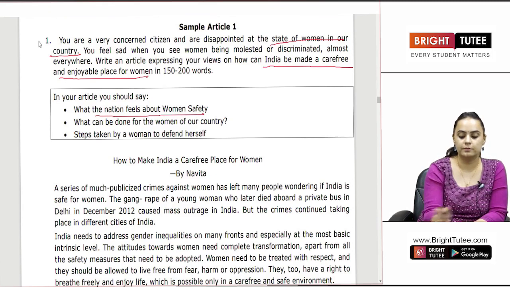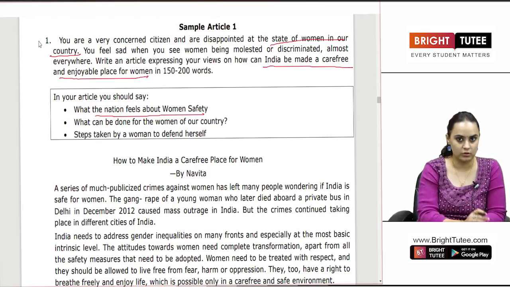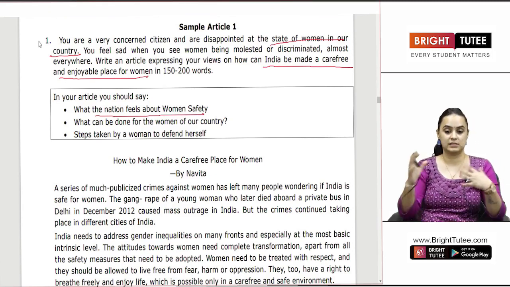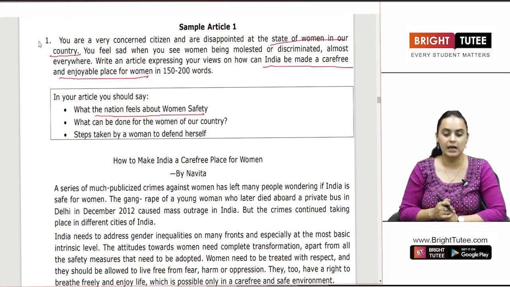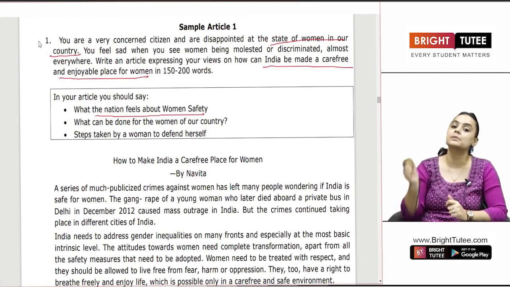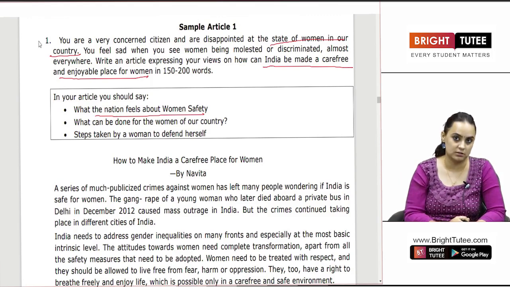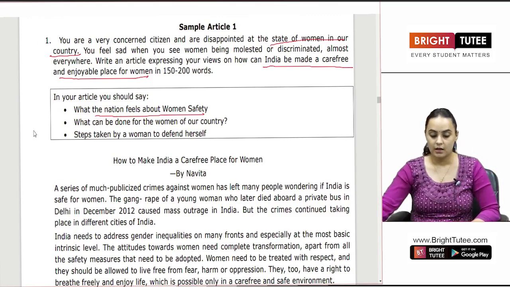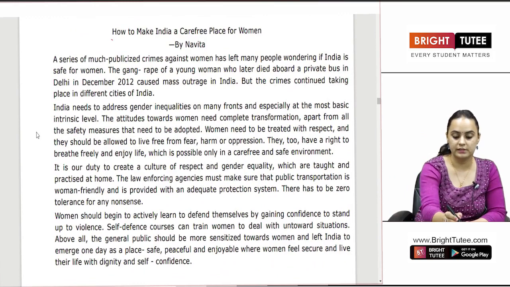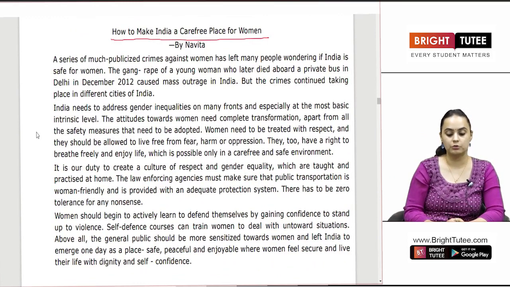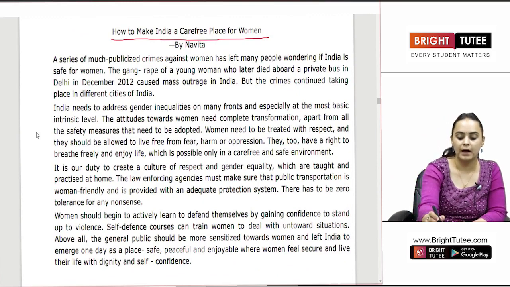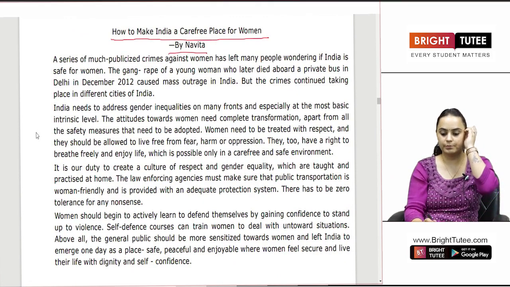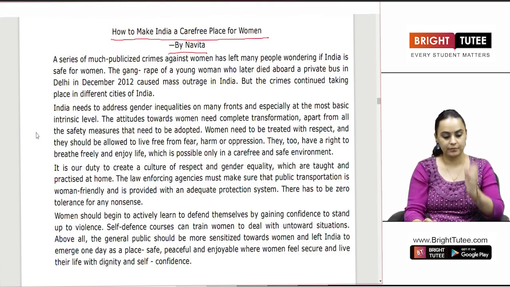What the nation feels about women's safety. So what are the opinions of the nation, of this entire country when it comes to women's safety? What can be done for the women of our country, and what are the steps that the women themselves can take to defend herself? Now the first thing, like I told you, is the heading. So how to make India a carefree place for women is your heading, by Navita. So the name of the person who's writing the article.